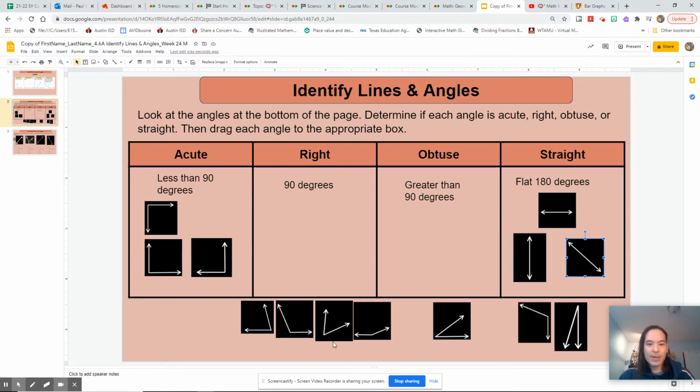So basically, we are looking for which ones. Oh, Mr. Johnson can't read either. What does this say? Acute. You're right. We need to move all these to the right.